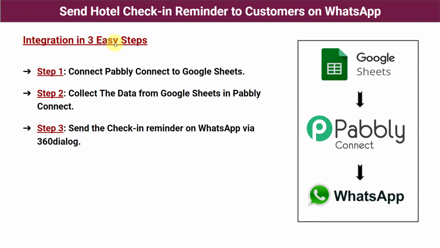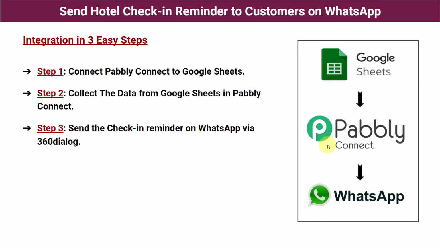So guys, these are the 3 easy steps by which you can also make this integration between your Google Sheets and WhatsApp. So step 1 is connect Pabbly Connect to Google Sheets. Okay, so first of all, we are going to open Pabbly Connect and connect our Google Sheet with Pabbly Connect. And step 2 is collect the data from Google Sheets in Pabbly Connect. So in the second step, we will bring the data from Google Sheets here to Pabbly Connect. And step 3 is send the check-in reminders on WhatsApp via 360 dialog.